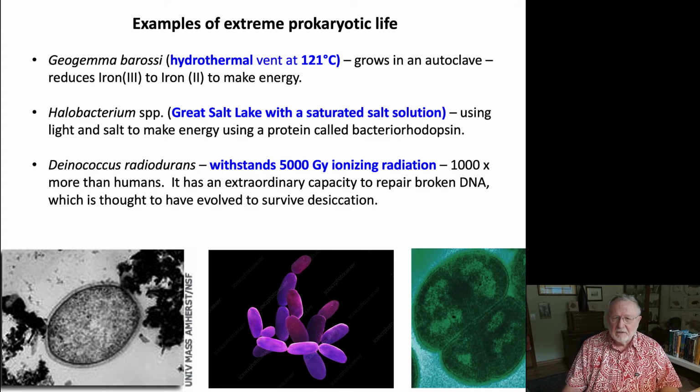Here are 3 examples of extreme prokaryotic life. Geogemma, from the hydrothermal vents, lives at 121 degrees C. That's hot enough that they can grow inside an autoclave. We have archaea that live in very, very harsh environments, such as the Great Salt Lake, where organisms are living in essentially a saturated salt solution. Or we have organisms such as Deinococcus that can persist in environments with very high ionizing radiation.